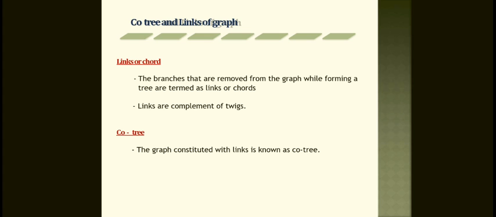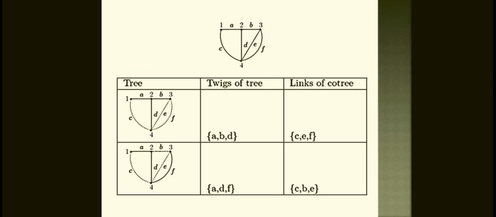So the core tree is the complement of the tree. What is that actually? The graph constituted with the links is known as the core tree. For example, this is the diagram showing how to identify the twigs and the links in a given graph. First you have to separate the tree and the core tree.